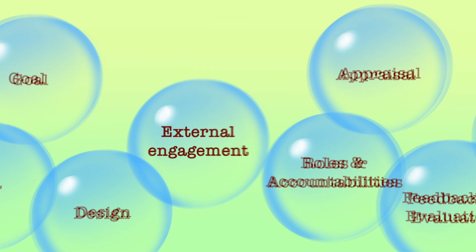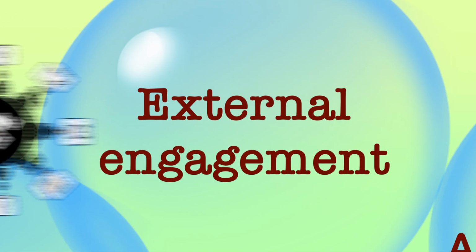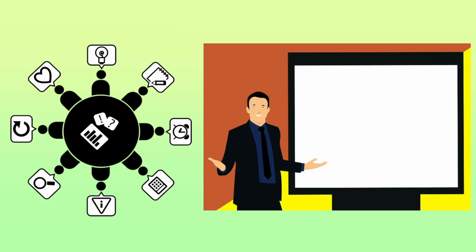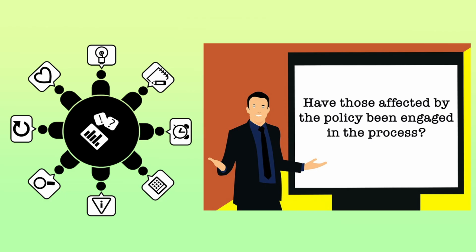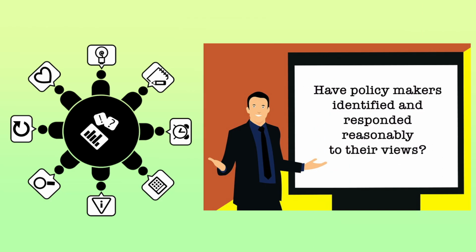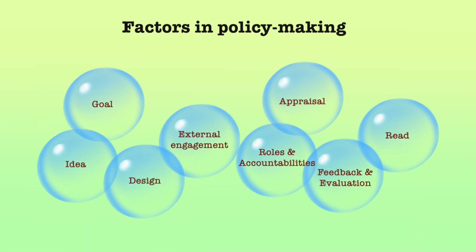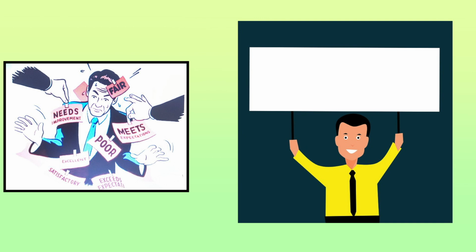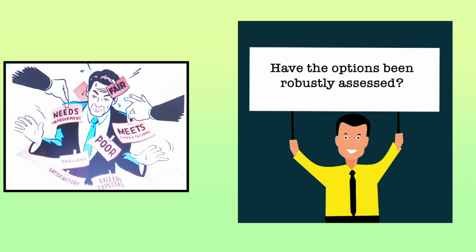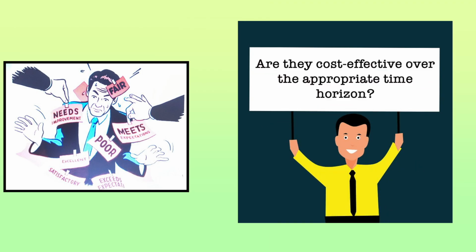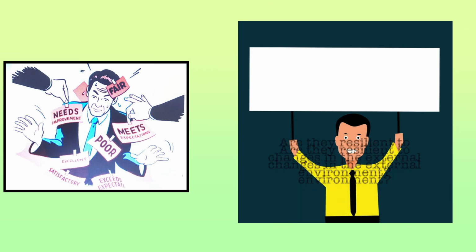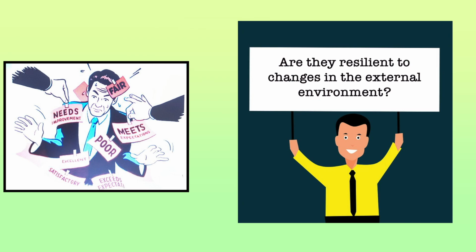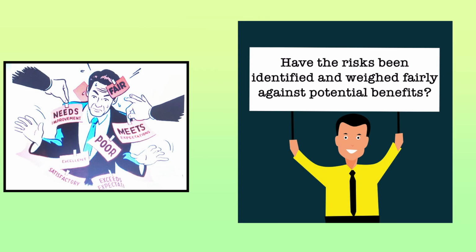Another important factor is external engagement, and it addresses important concerns like: have those affected by the policy been engaged in the process? Have policymakers identified and responded reasonably to their views? Next is appraisal. It is concerned about important issues like: have the options been robustly assessed? Are they cost effective over the appropriate time horizon? Are they resilient to changes in the external environment? Have the risks been identified and weighed fairly against potential benefits?